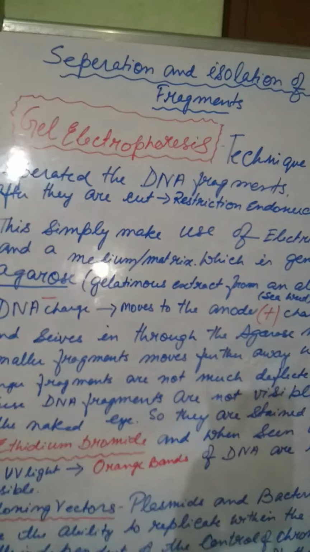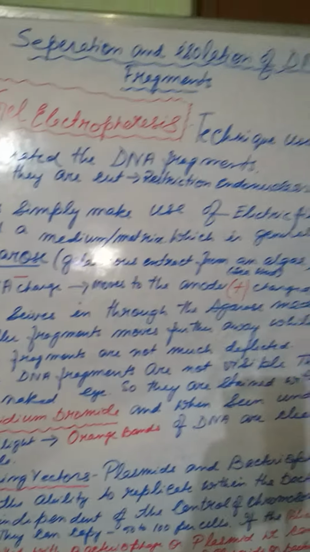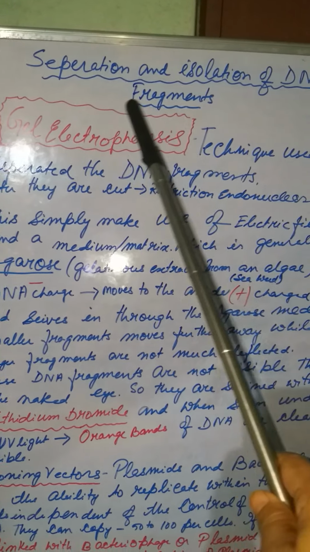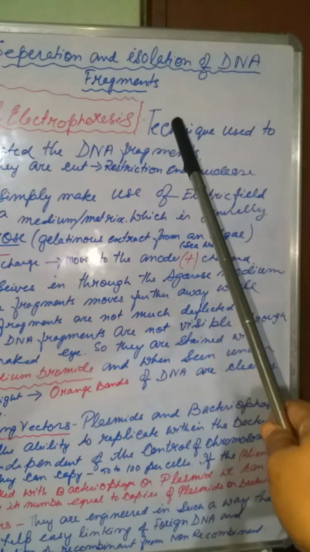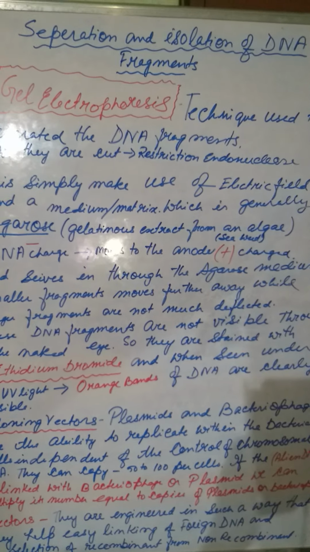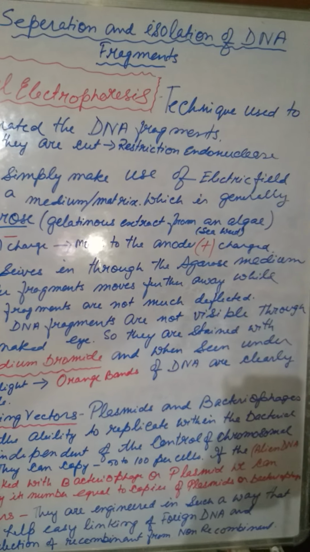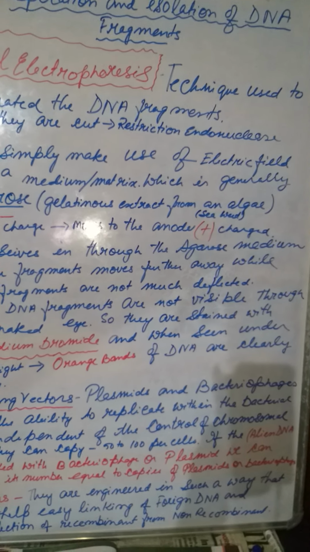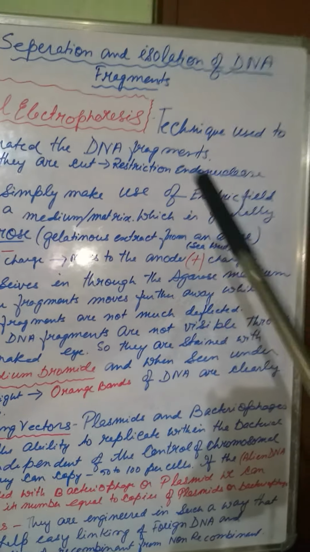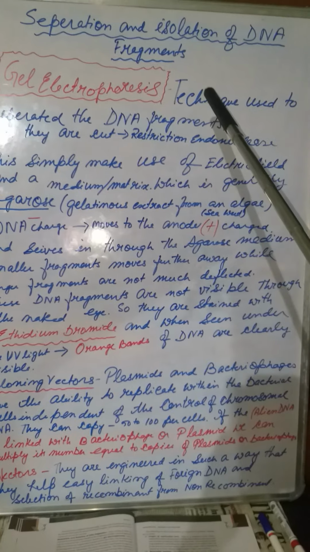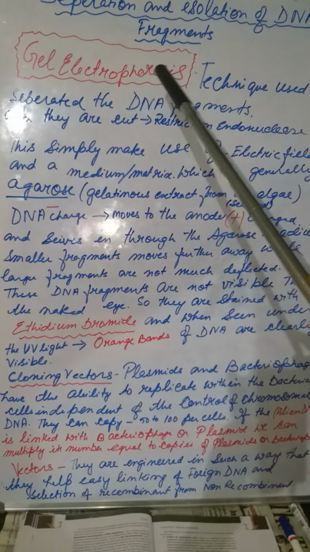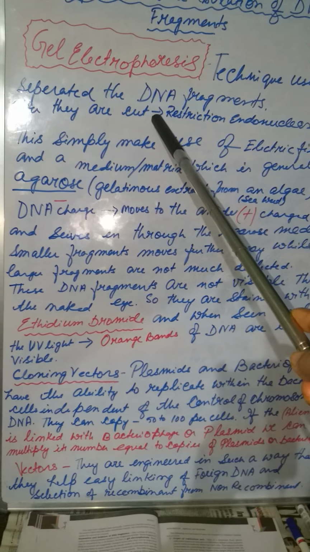Now today's class would be on separation and isolation of the DNA fragments. Since we were dealing with recombinant DNA, recombinant DNA means the required DNA that is artificially engineered. This separation and isolation of the DNA fragment could be done through electrophoresis.